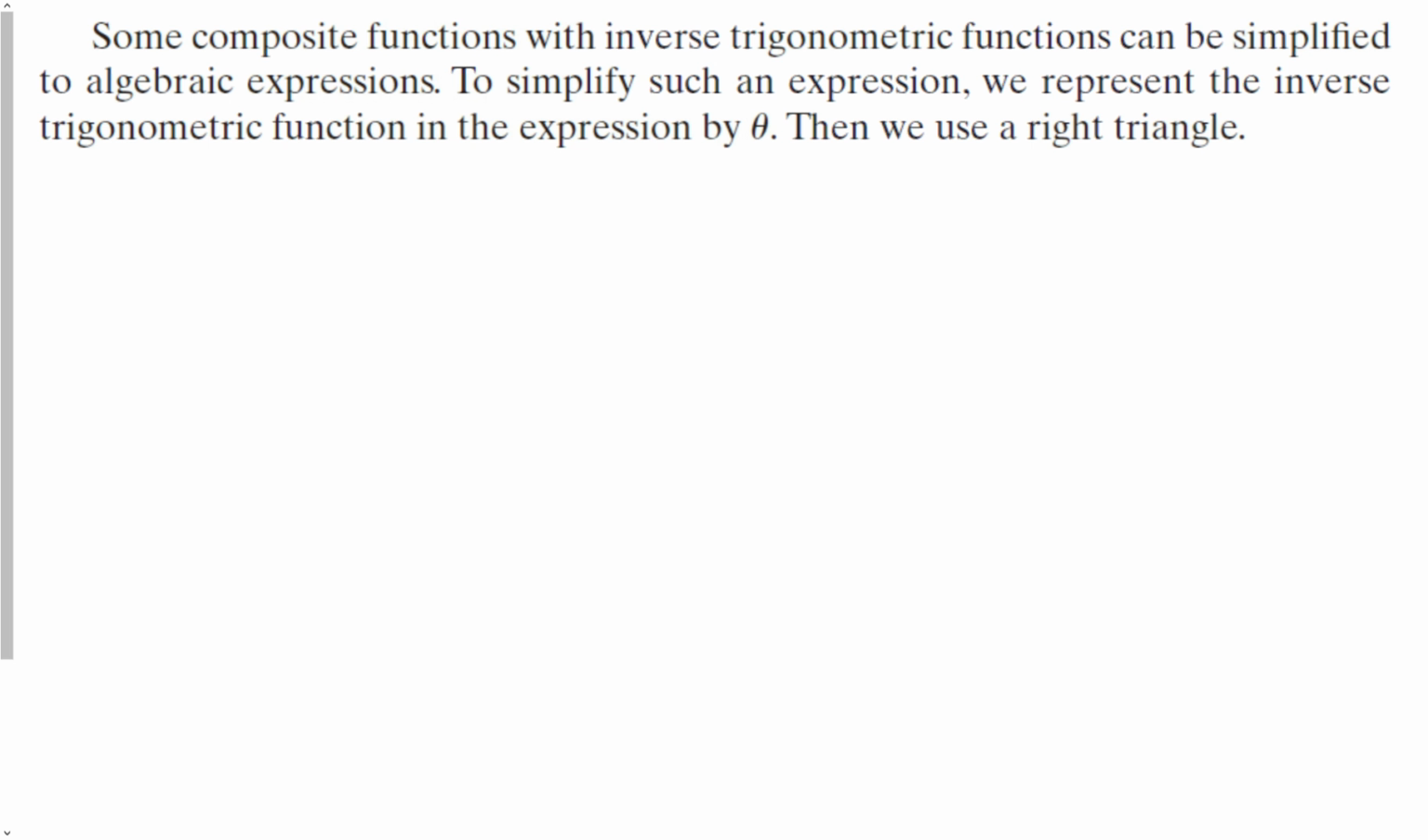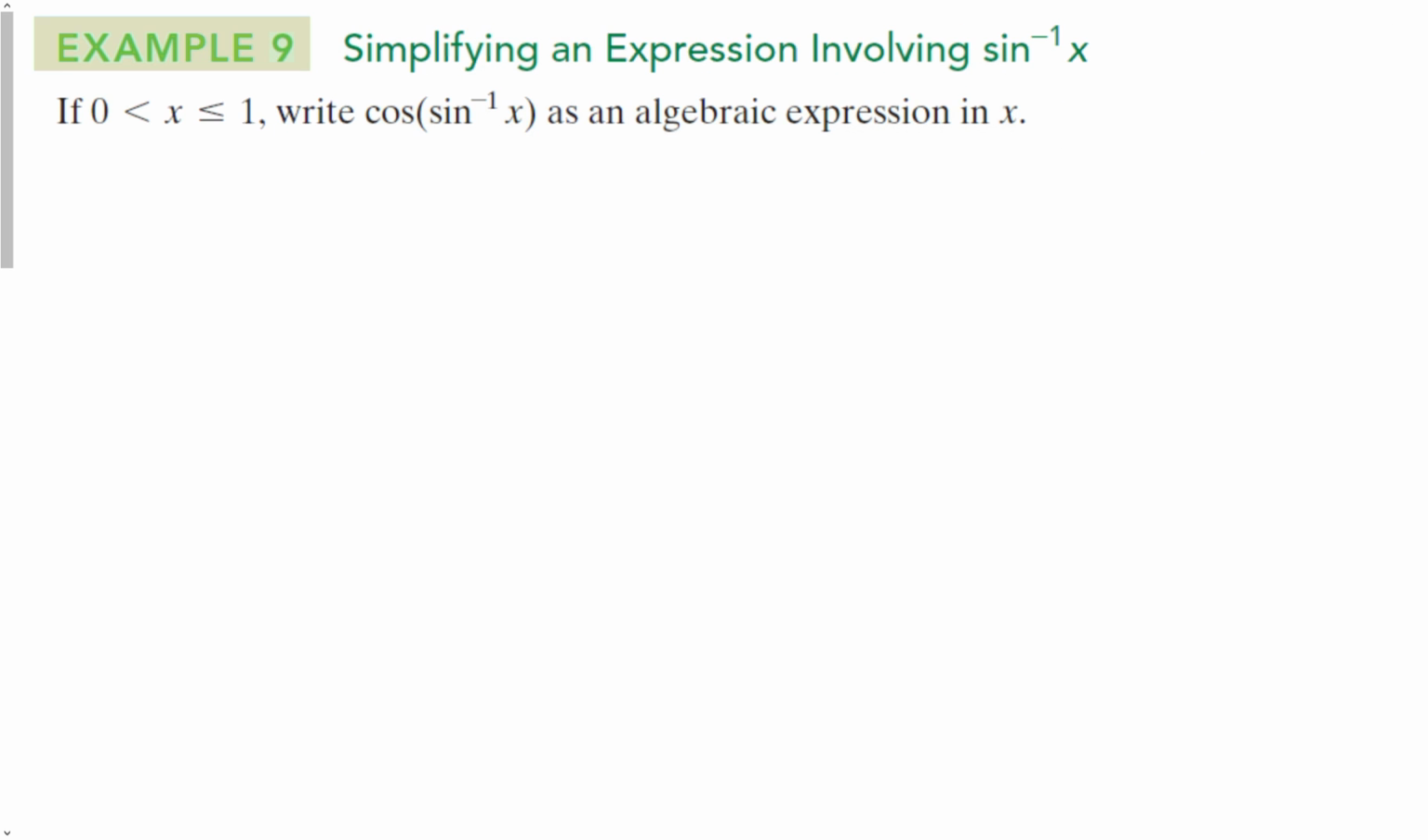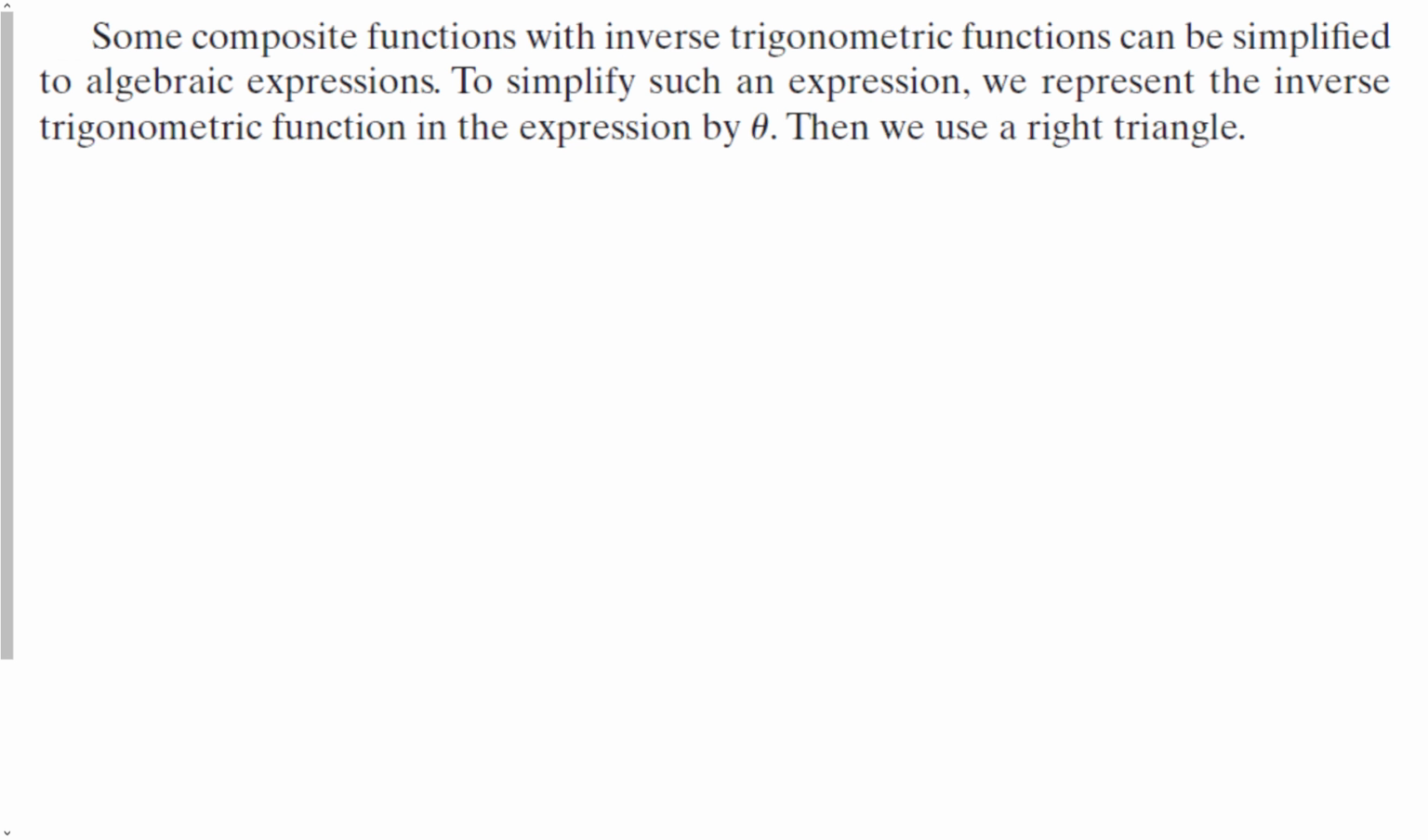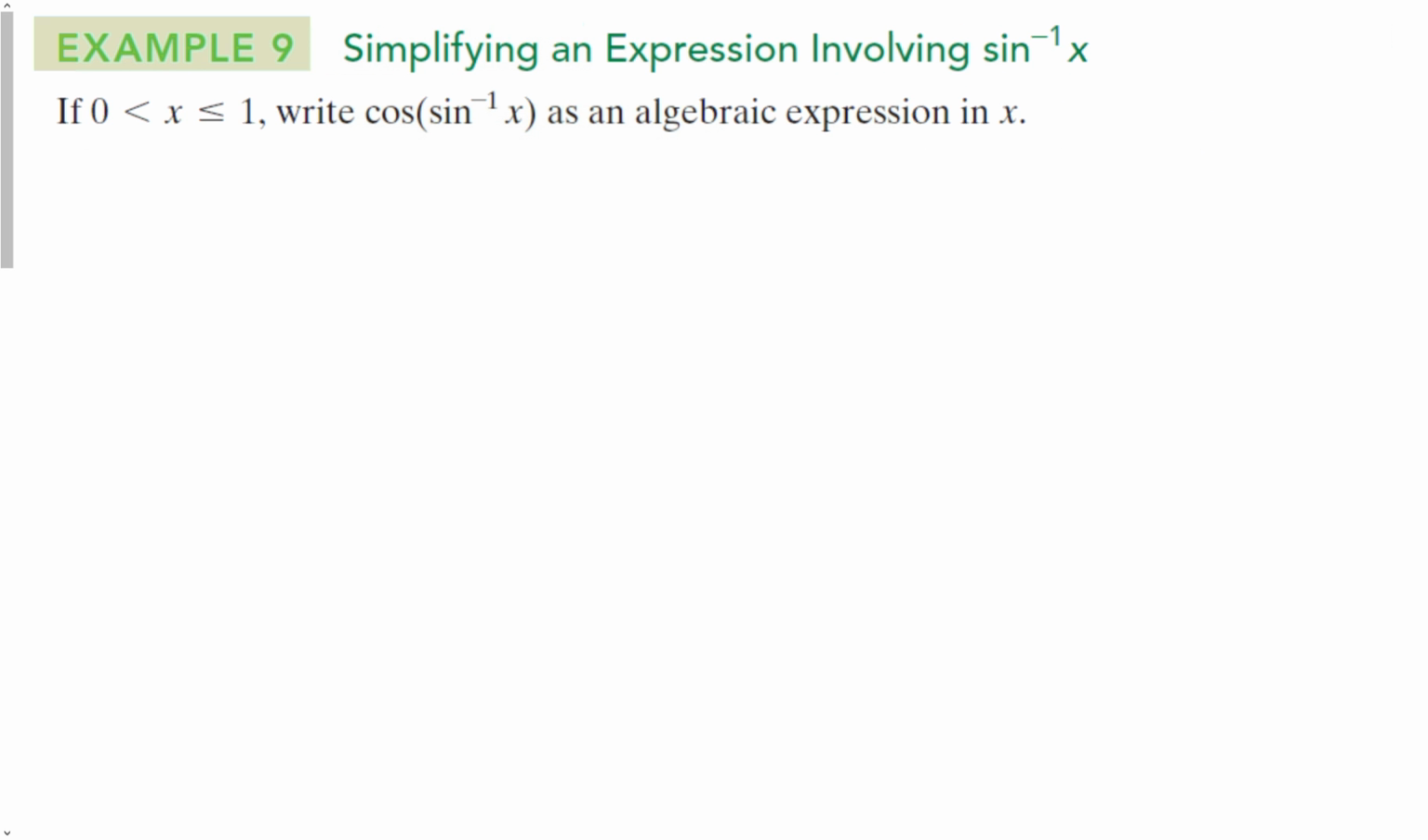So some composite functions with inverse trig functions can be simplified to an algebraic expression. These ones are going to get a little weird. To simplify these, we will use SOHCAHTOA in this case, and we're going to use a right triangle. Okay, so first quadrant. Okay, so now we know we can use a right triangle.